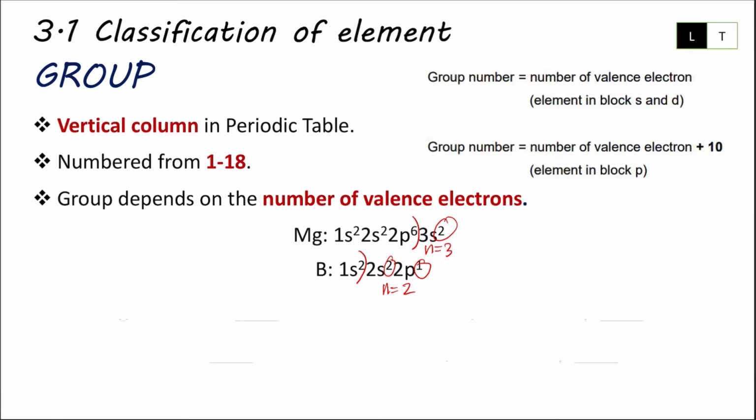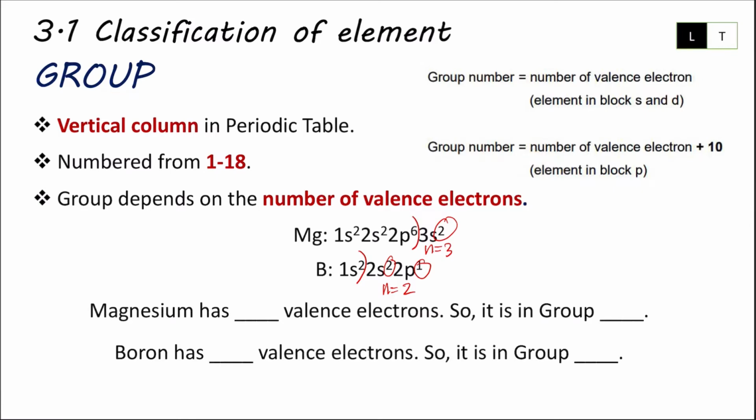In this case, magnesium has 2 valence electrons, so that's why it is in group 2. Next, you have boron with 3 valence electrons, but you can see that boron is in the p block. In this case, you have the last filled subshell 2p1. So that's why we have to add 3 plus 10, giving 13. So boron is in group 13.